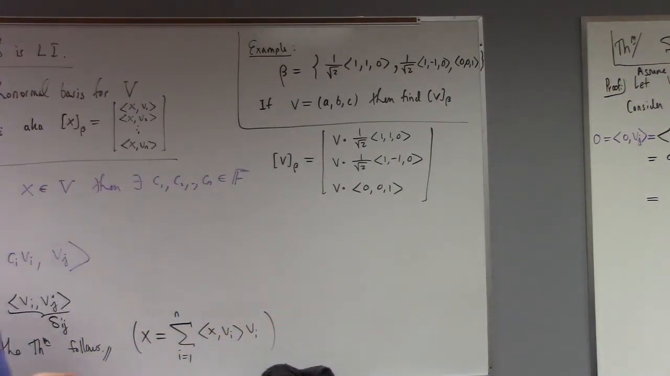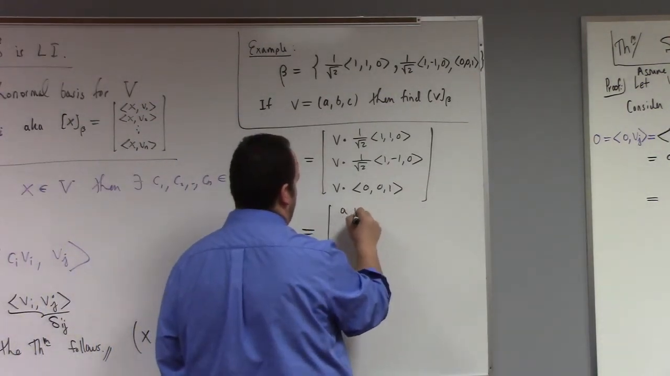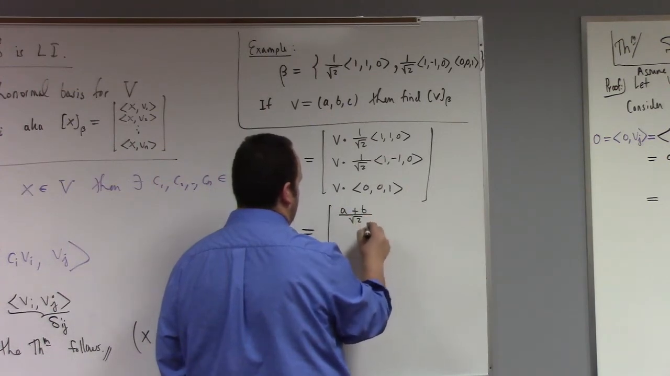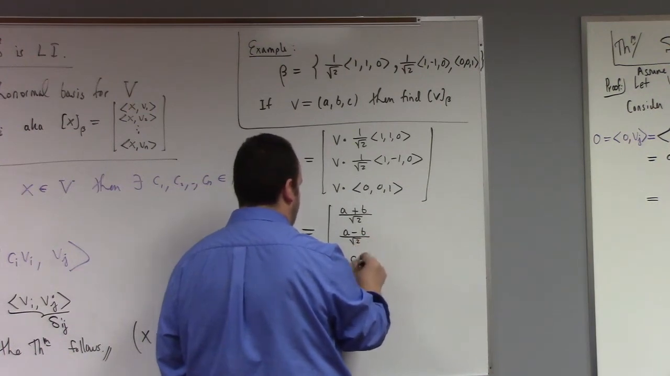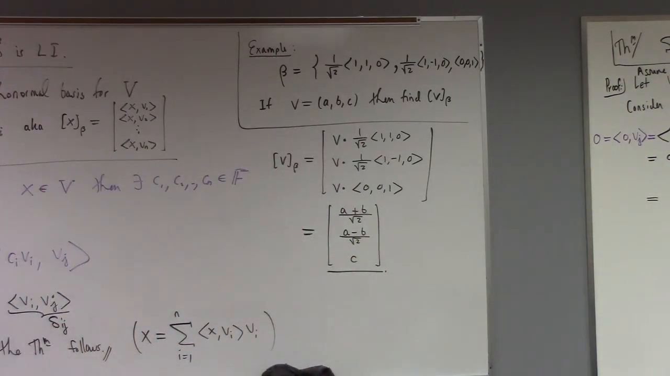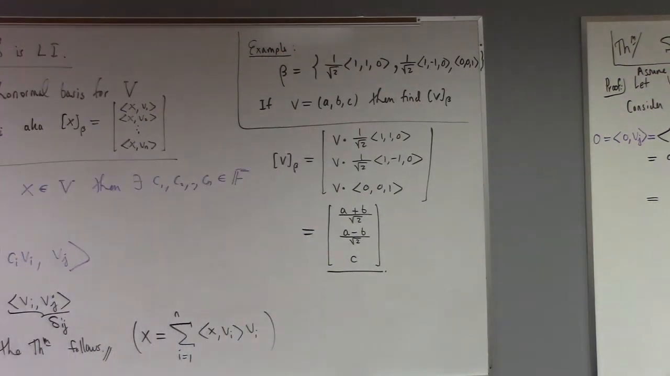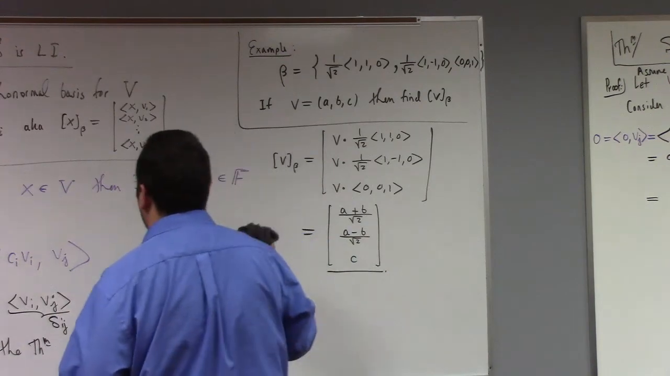What is the dot product with (a, b, c)? So we've got (a plus b) divided by the square root of 2, (a minus b) divided by the square root of 2, and c. There you go. That is the coordinate vector with respect to that beta basis. All right? Okay.